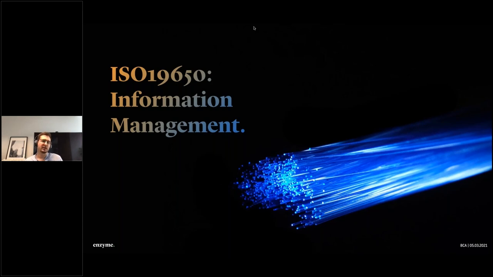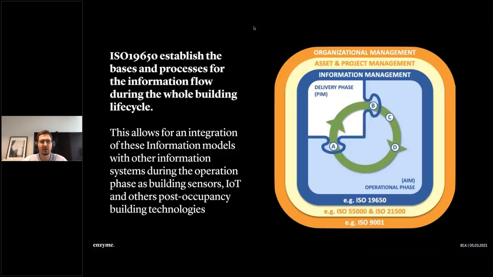So the new ISO 19650 is about information management, and it's about the data flow of information in a project from the early stages, even pre-design stages, into the construction, management, use, and even the commissioning. So it's setting up these bases and processes to have a correct information flow during the whole life cycle, right? In my opinion, this framework that is being established, and that is trying to standardize across countries, companies and projects, will enable the building to incorporate information and intelligence in other phases of the usage of the building.